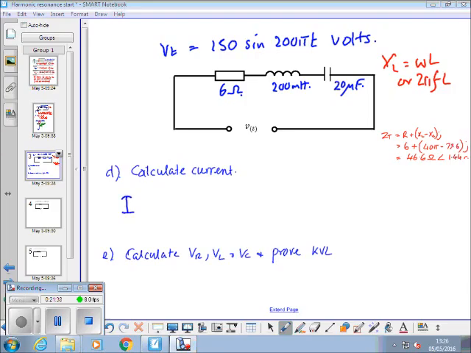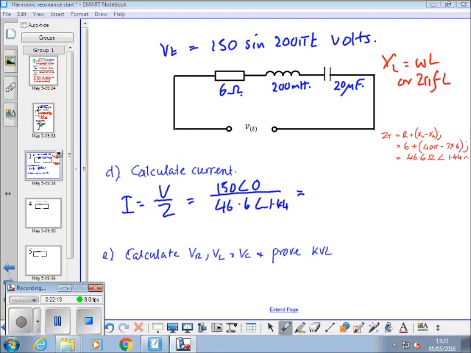How do we calculate current? I is equal to V over Z. V in this case has no angle, so it's 150 angle nothing, divided by 46.6 angle 1.44. How do we do that polar arithmetic? We do the magnitude and the angle separately. So what do we do with the magnitudes?